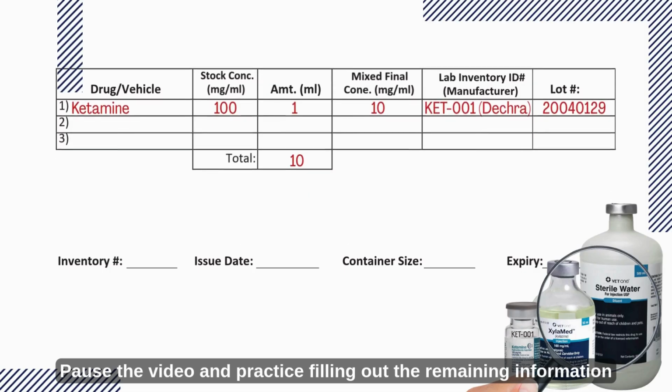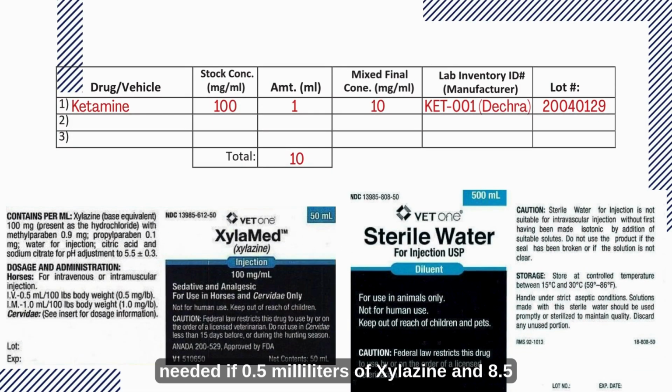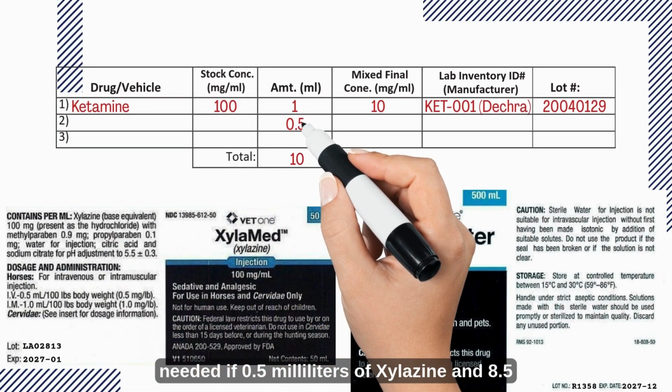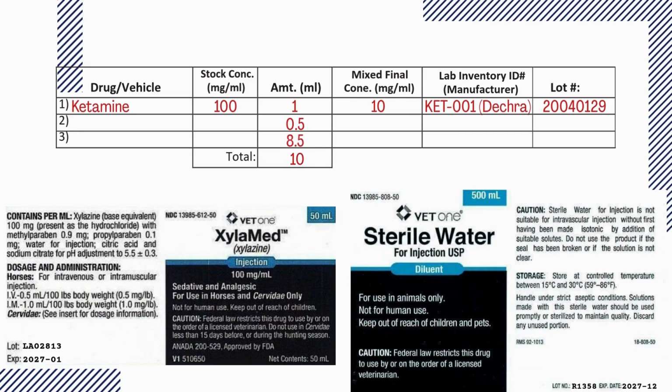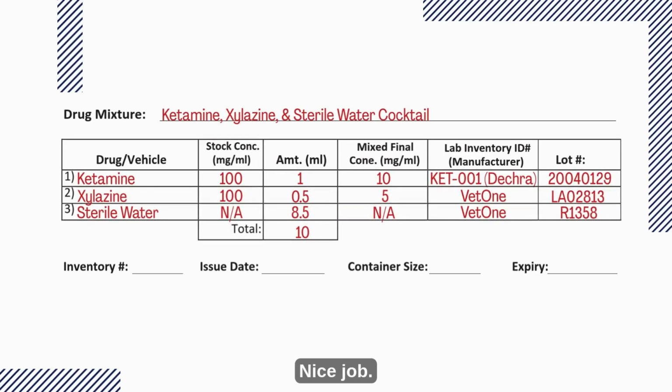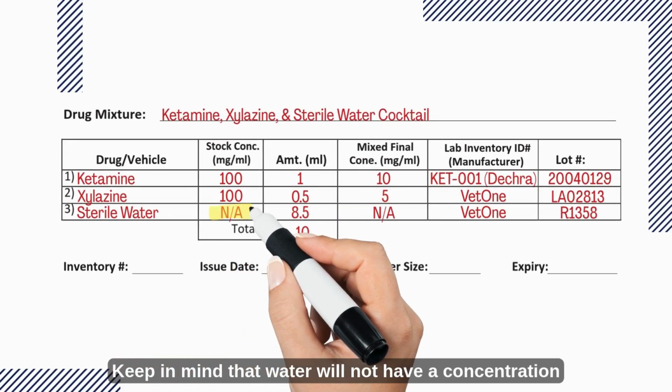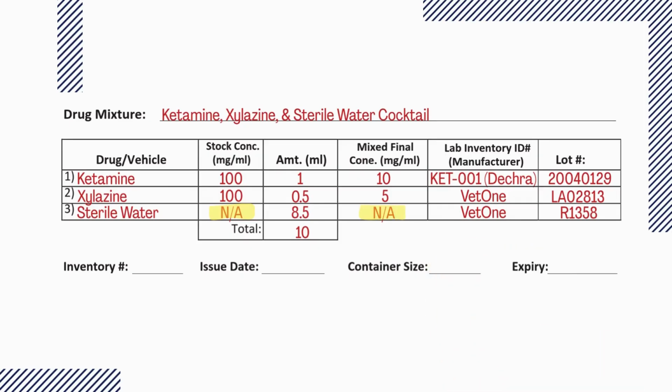Take a closer look at the xylazine and sterile water labels. Pause the video and practice filling out the remaining information needed if 0.5 milliliters of xylazine and 8.5 milliliters of sterile water is used. Nice job! Keep in mind that water will not have a concentration listed.